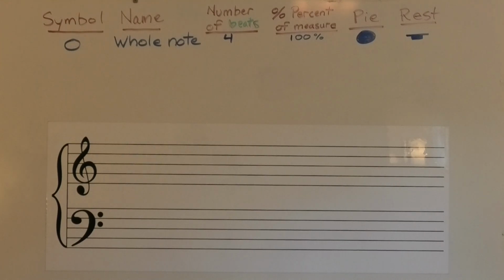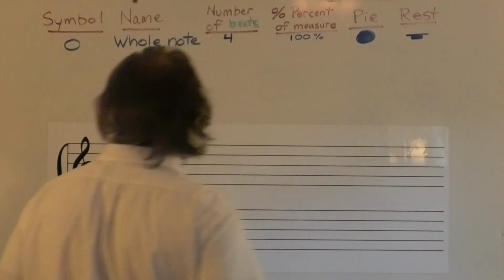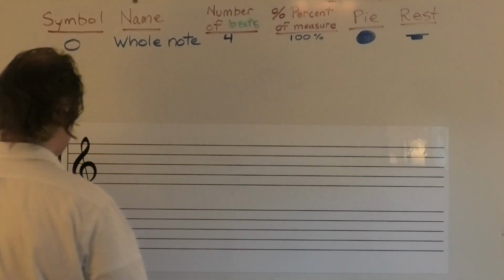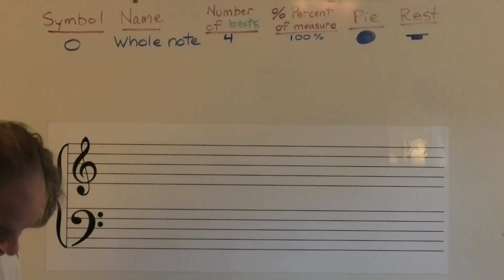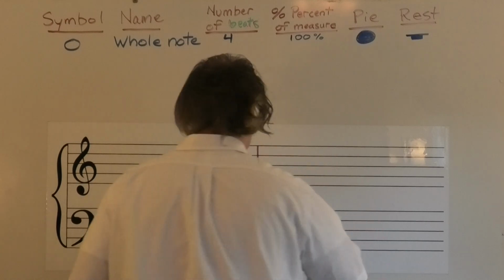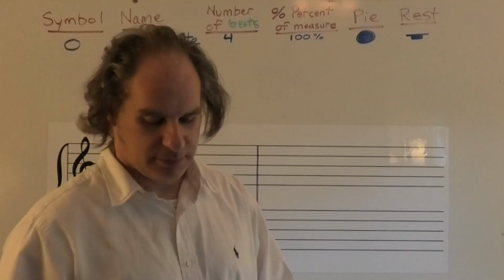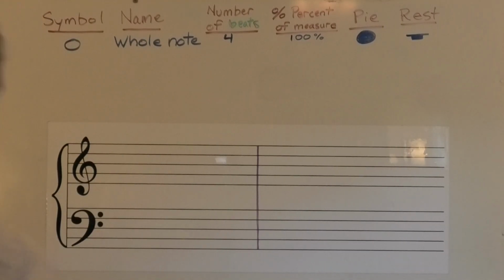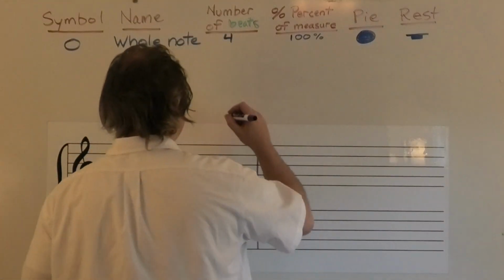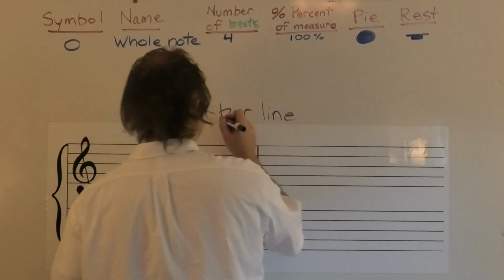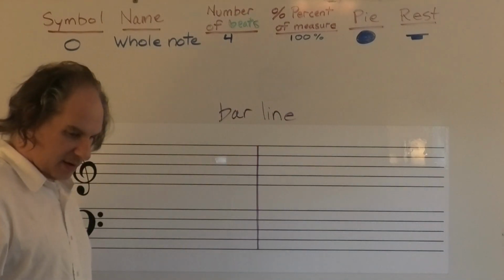Tell me to stop. Okay. So we have a whole note. And down here, we'll draw this right here. What is this purple line called? This purple line is called a bar line. Bar line. Yeah, go ahead and draw a bar line.